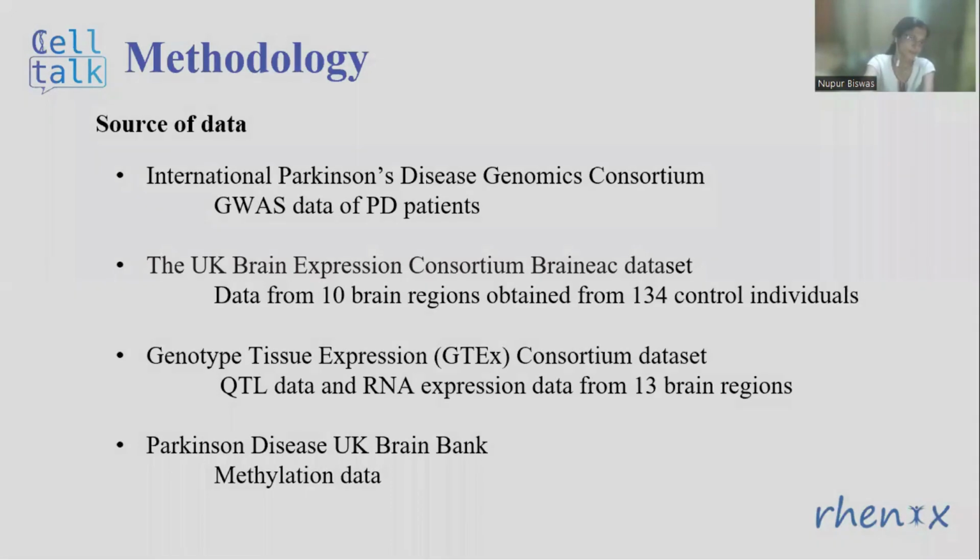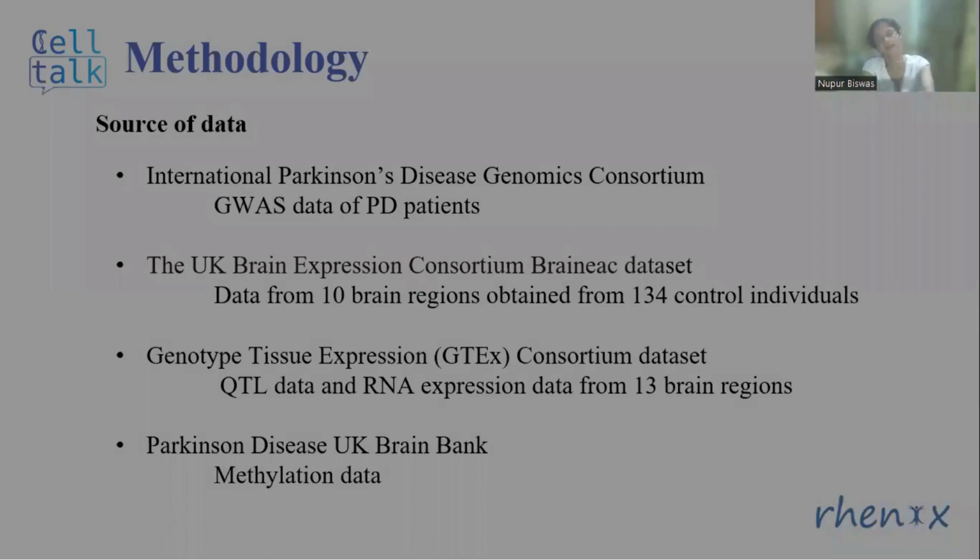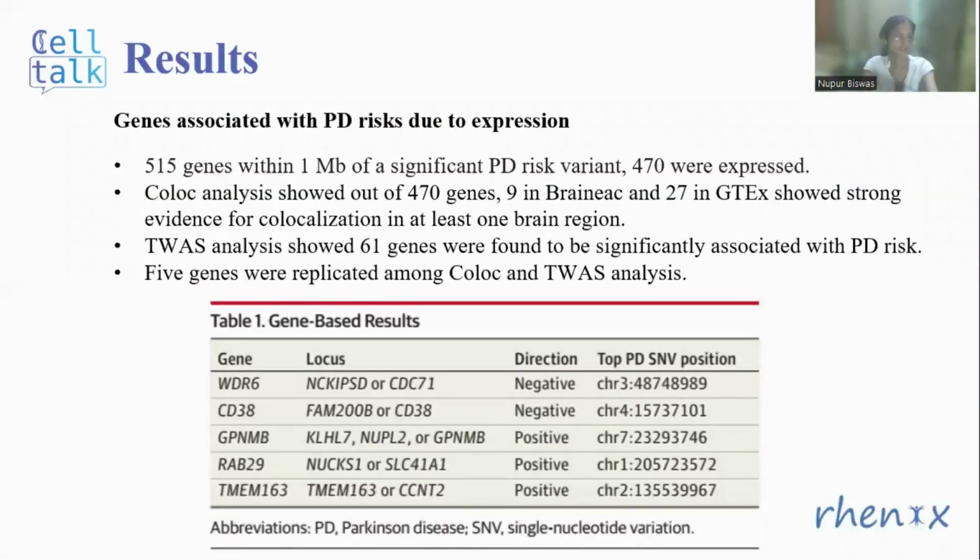Before going to the results, they first explored the possibility of relating changes in gene expression to Parkinson's disease risk factors. To explore the scope of the study, they checked how many genes are expressed where. For that, they took the information on SNPs related to Parkinson's disease from the GWAS data. Around each SNP region, 1 MB upstream and downstream, they identified the presence of genes.